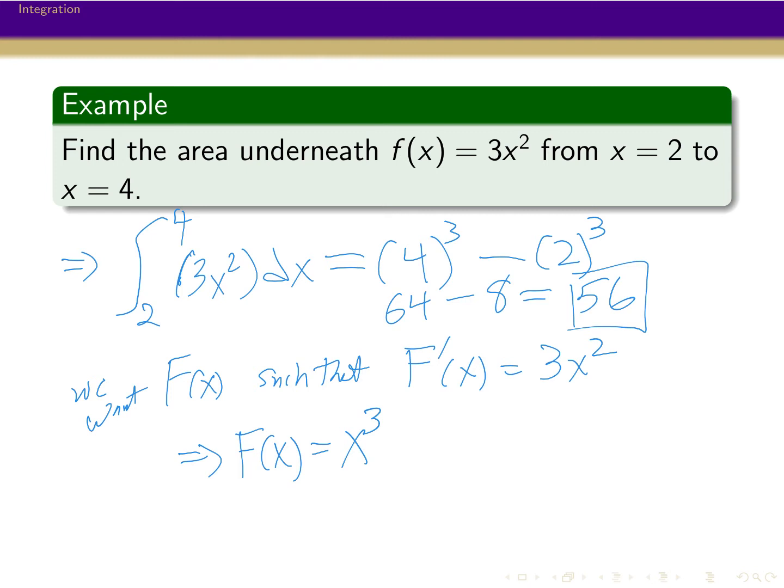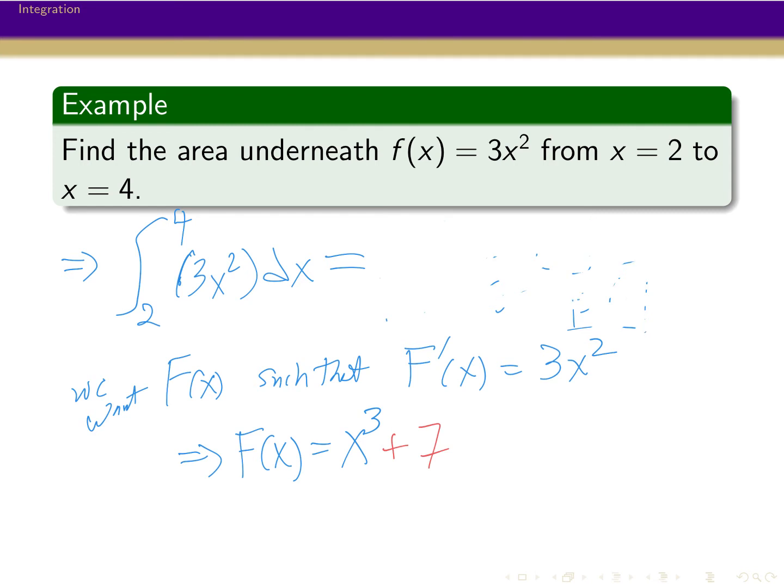And so rather than using x cubed, I could use, say, another function whose derivative is 3x squared. I could do x cubed plus 7. So how is that changing things up here? Let me erase all of this stuff. What happens if I use x cubed plus 7 instead?